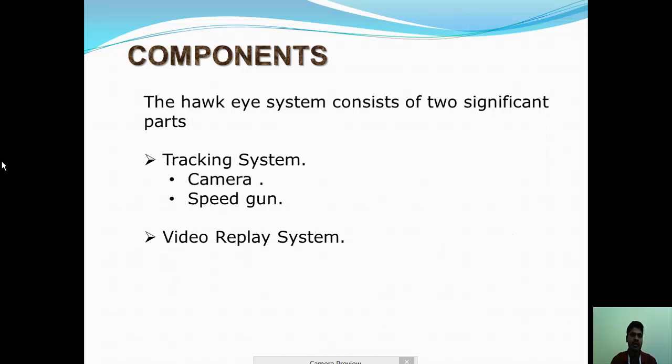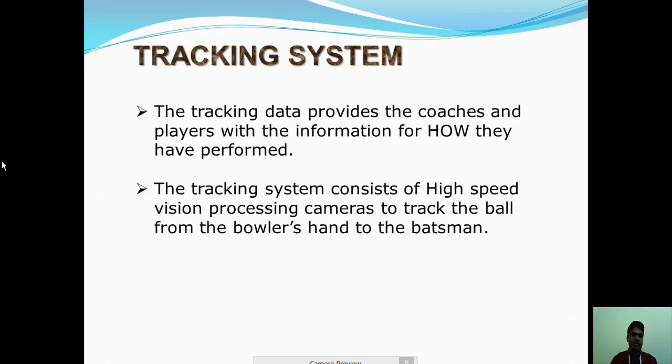The main components of Hawkeye technology consist of two significant parts: tracking system and video replay system. Under the tracking system there are two key important parts: camera and speed gun. Tracking system. The tracking system tracks the data and provides the coaches and players with information on how they have performed in their previous games so that they can improve their game in future.